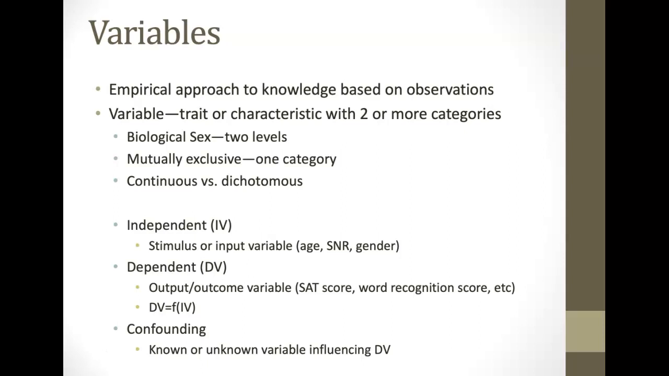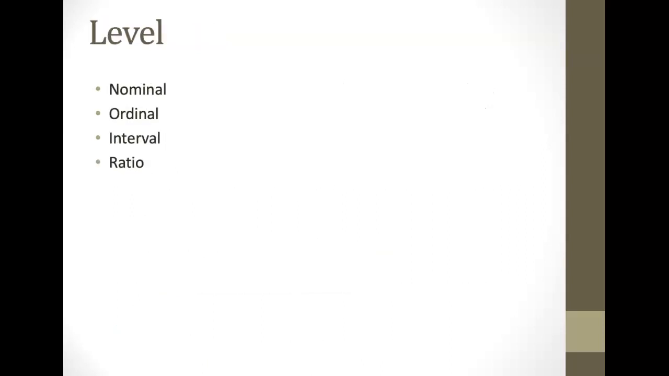So if you do a study where you say we're going to use two signal to noise ratios, +5 and -5, and we're going to measure the word recognition score. Well, your word recognition score is your dependent. Your signal to noise ratio is your independent because you're manipulating those. Then we talked about confounding variables, are variables that you either can't control or you don't know about.